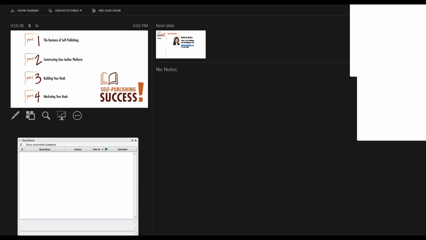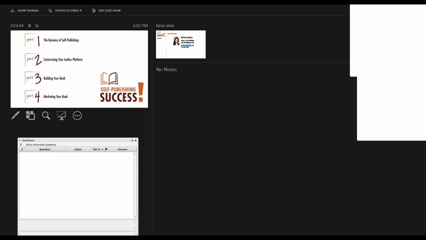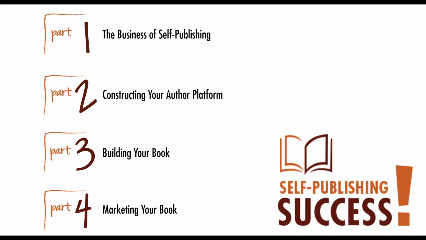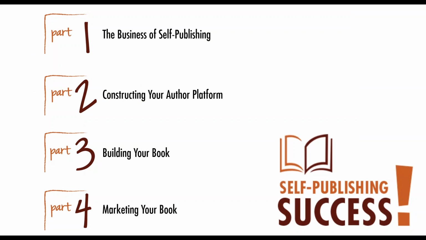Part 3 is about building your book. We're going to touch base a little bit on the editing, and then we're going to talk about the interior formatting, cover design, ebook creation, and look at what makes a good layout for a book and how it's done.